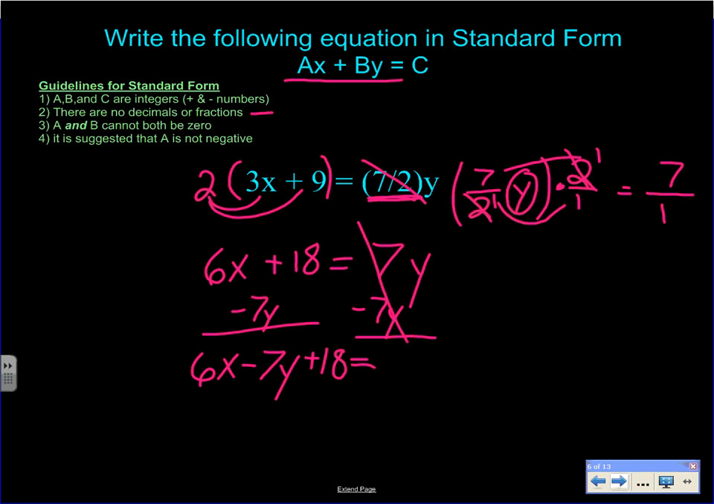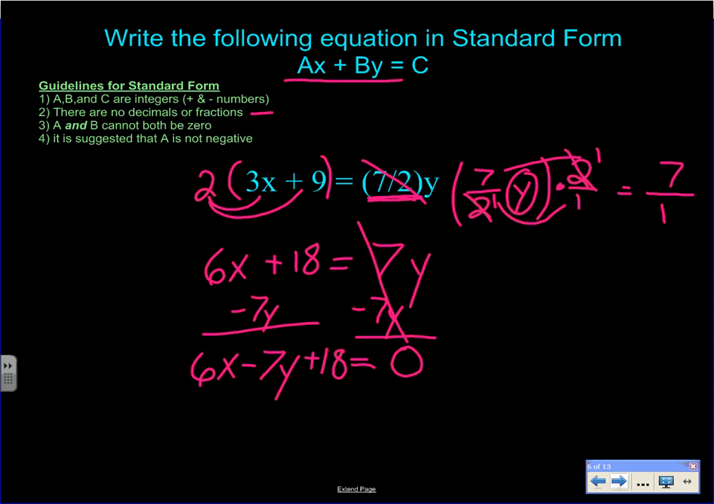Typically, we're used to just crossing this off and moving on. But we can't just cross it off and move on. There has to be a number there. What is 7y minus 7y? Well, 7 minus 7 is 0, and since they're like terms, it's 0y, and 0 times y is going to be 0. So we have to have that 0 there.